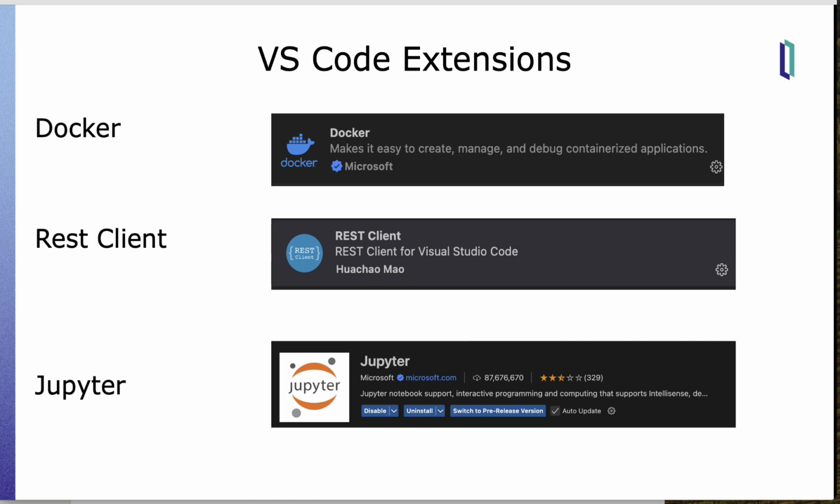To install these, we'll open VS Code, press Ctrl-Shift-X, and search for these extensions, and then click Install. And that's all there is to it. So let's go ahead and set these up now.